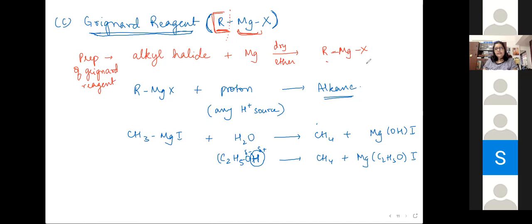Once you prepare this Grignard reagent, you can treat it with any H plus source like water. Even alcohol: usually you won't associate alcohol with being acidic, or use alcohol for getting H plus out of it. But compared to Grignard reagent, it is powerful enough to break this bond. Any slightest source of hydrogen that is attached to an electronegative atom is sufficient for Grignard reagent to produce an alkane.